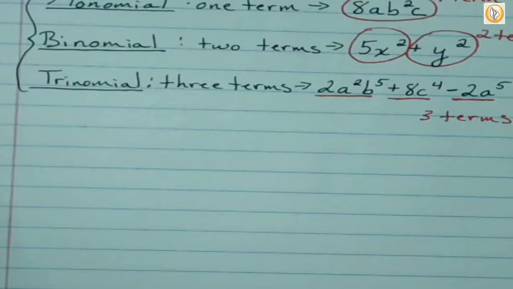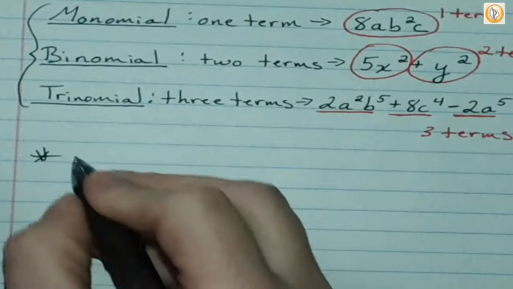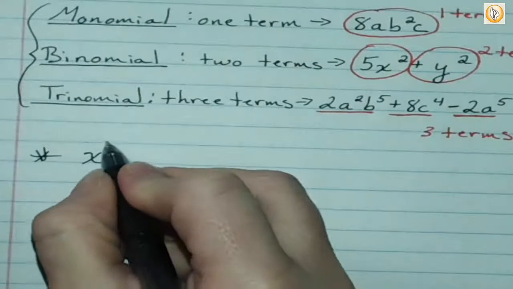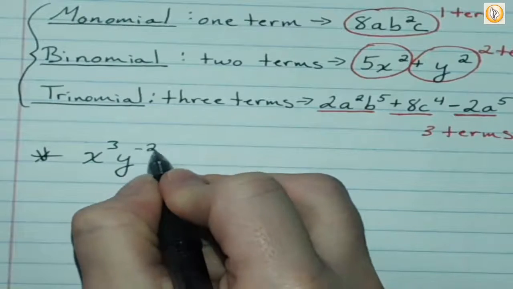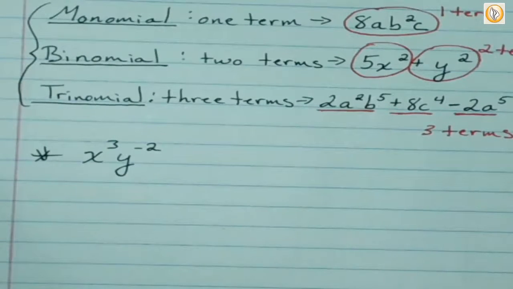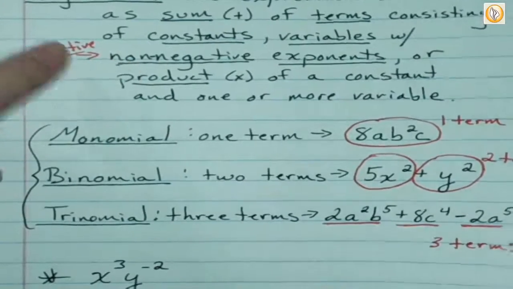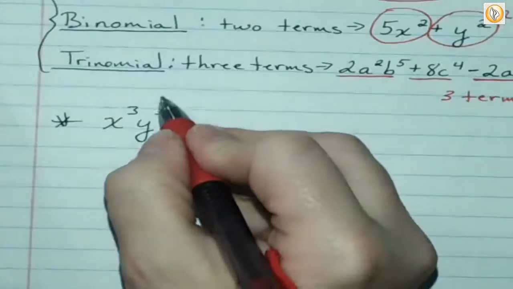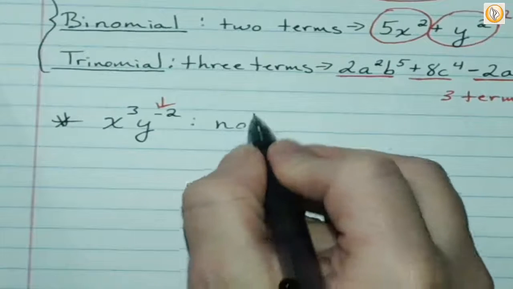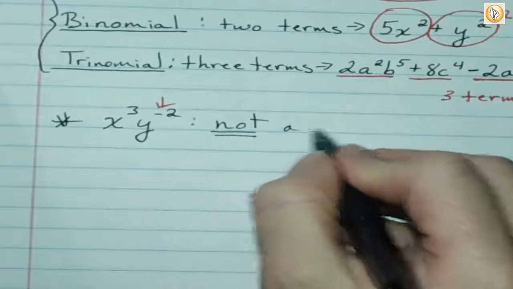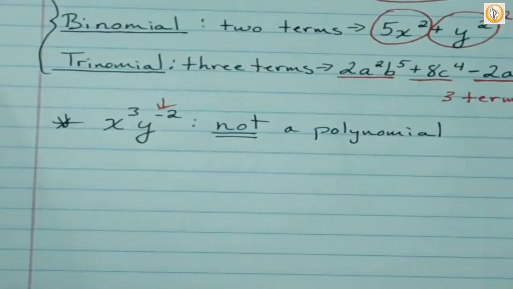So let's go over some rules. The main one that I've already actually discussed up there, and what y'all are asking. So let's say I have x cubed y to the negative 2. Remember up here, it has to have a non-negative or positive exponent. So because of that, it is not a polynomial.